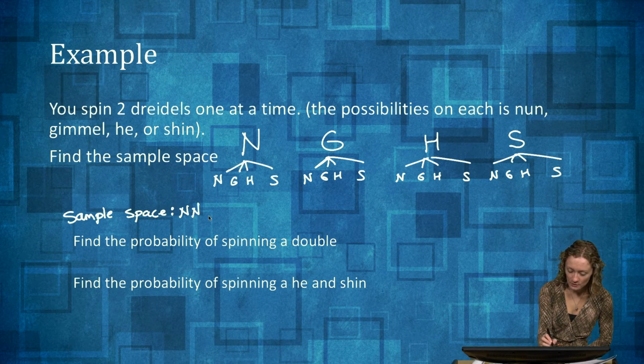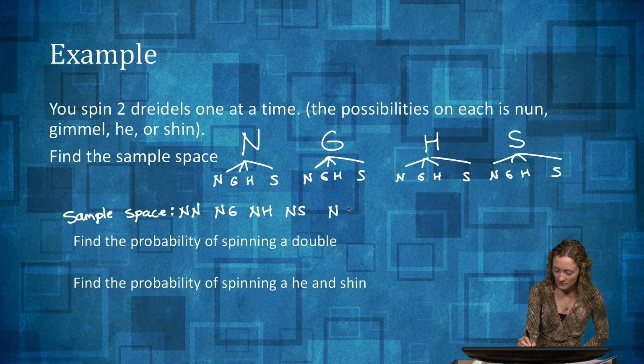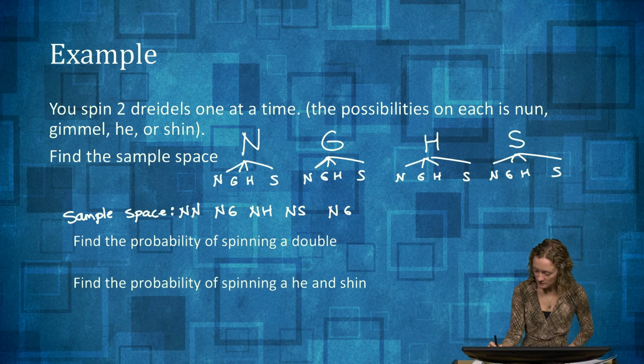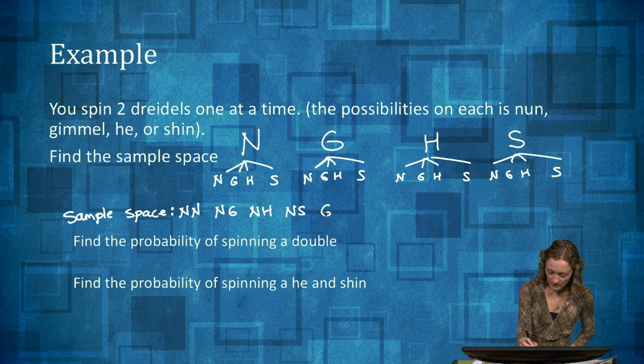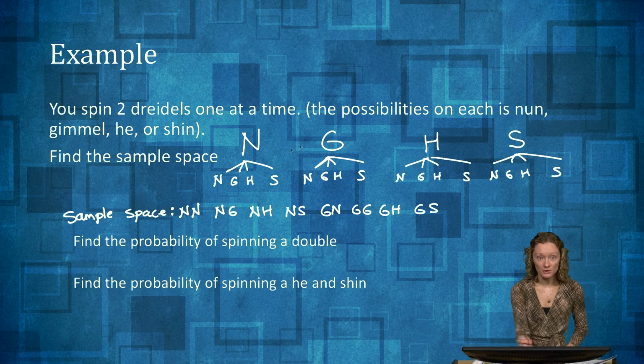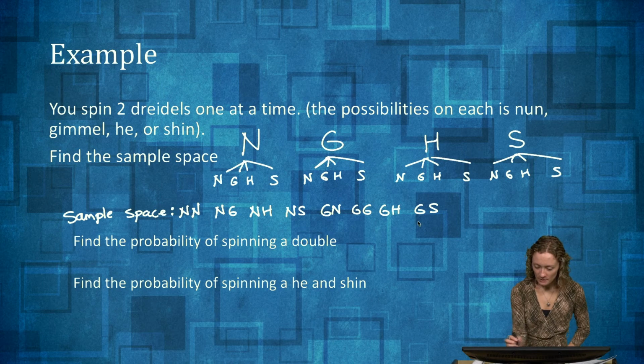So nun, nun. Nun, gimel. Nun, hey, nun, shin. Gimel, nun. Oops, that one's in reverse, gimel's first there. Gimel, nun, gimel, gimel, gimel, hey, gimel, shin. Again, you don't need the tree diagram. This is your sample space, this list right here.